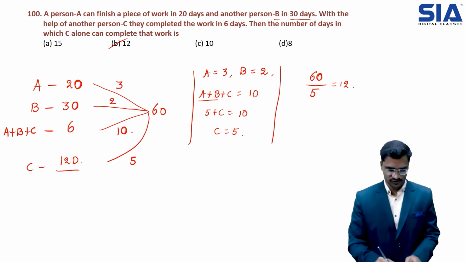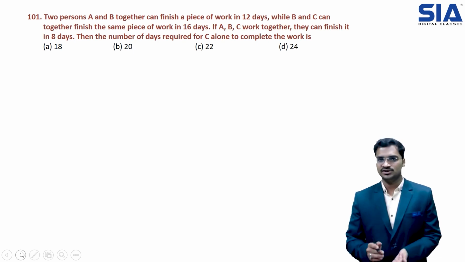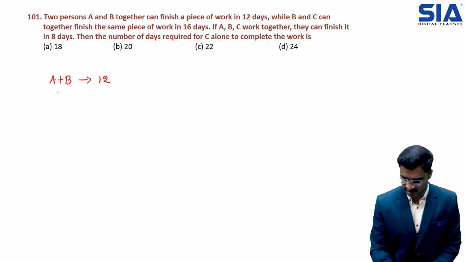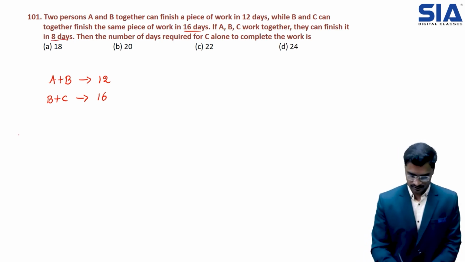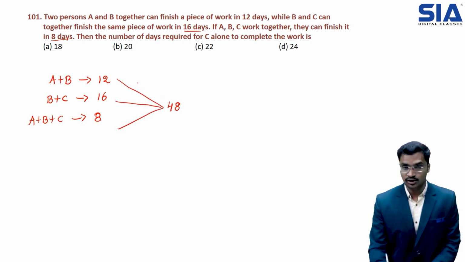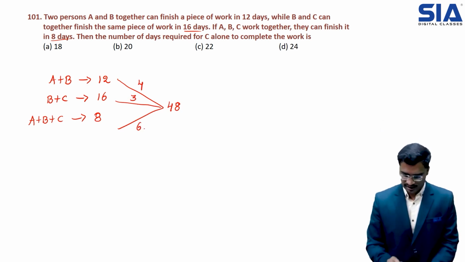If C alone is working, he can complete this work in 12 days. Okay. Now coming to the next question: two persons A and B together can complete a piece of work in 12 days. B plus C complete this work in 16 days. And A plus B plus C working together can finish this work in 8 days. Let us take the LCM of these values. The LCM is 48. 12 4s are 48, 16 3s are 48, 6 8s are 48.